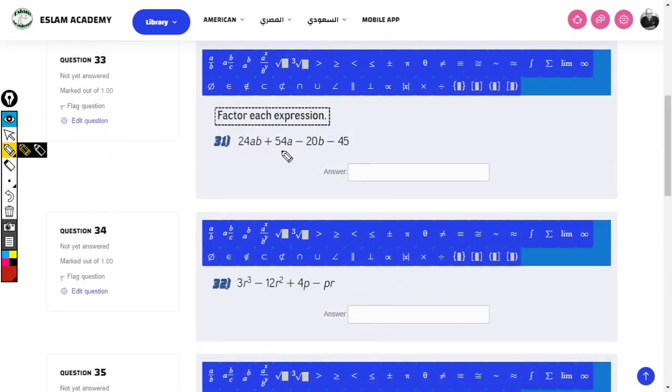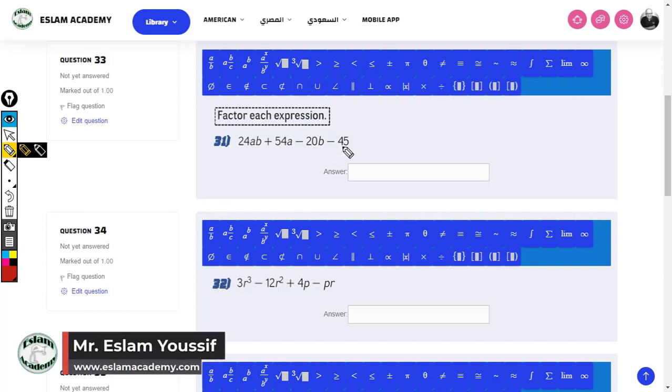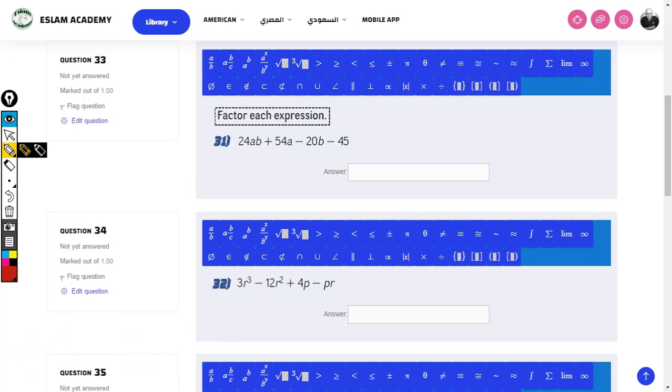24ab plus 54a minus 20b minus 45. We need to use distributive property to factorize. You will find that we have a common factor for the first two terms, which is 6a. And from the second two terms now, we have 5 as a common factor. So just write the two groups. As we said, that's the first group plus the second group. The sign between the two groups must be plus. So we have 24ab plus 54a. The second group is negative 20b minus 45.